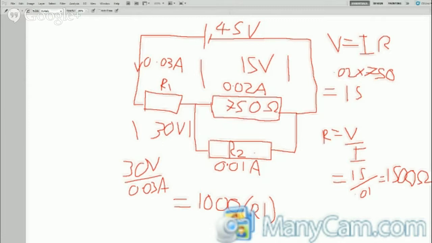Now we can have a look at R1. Because we've got 15 volts across here, Kirchhoff's voltage law tells us that the sum of the EMFs must equal the sum of the potential differences. So if we need a total of 45, we've got 15 here, which leaves 30 across R1. We know we've got 0.03 amps passing through it. So using Ohm's law again, 30 volts over 0.03 this time gives us 1000 ohms.